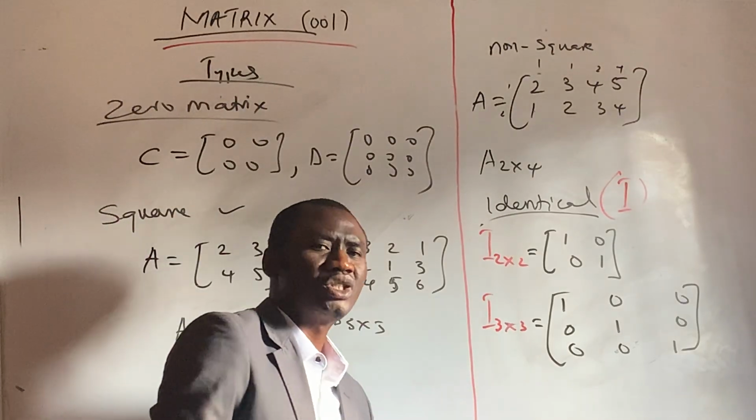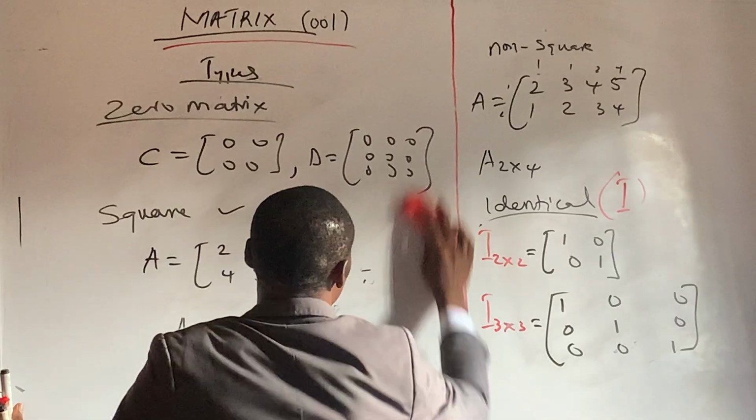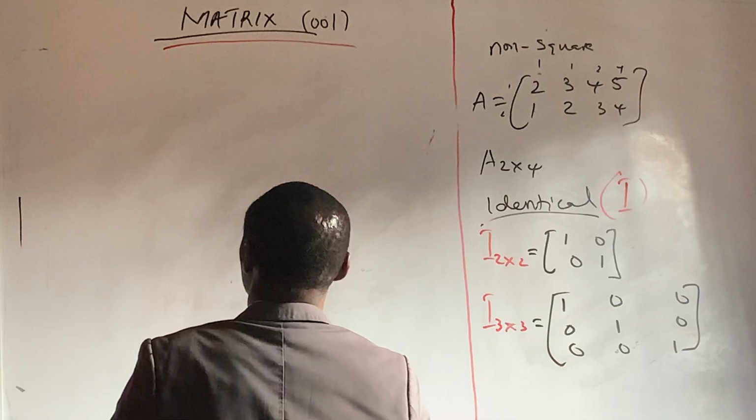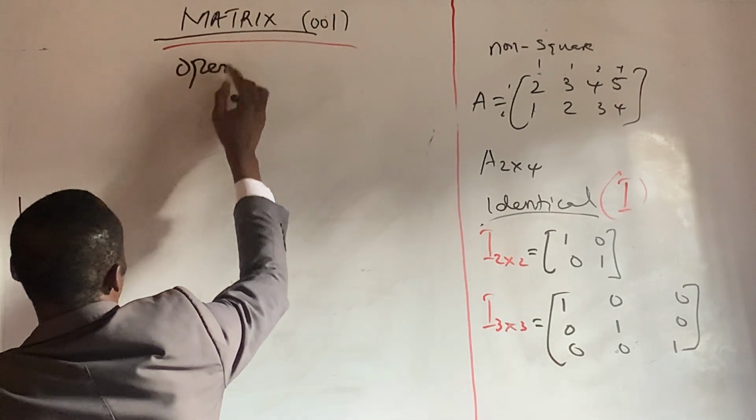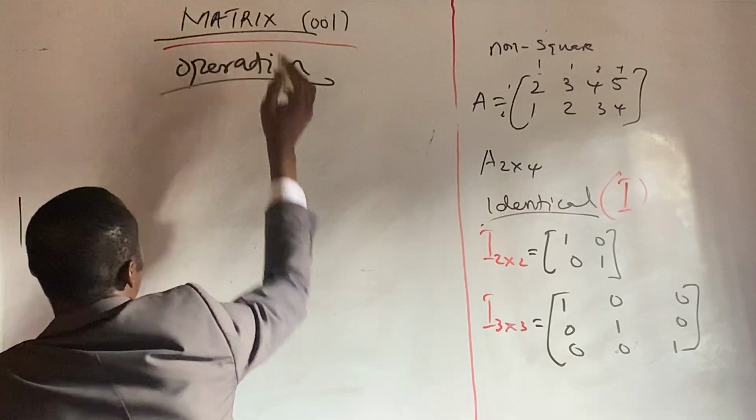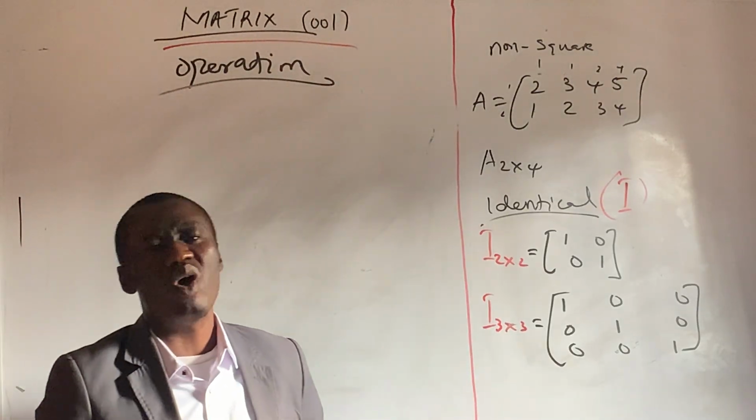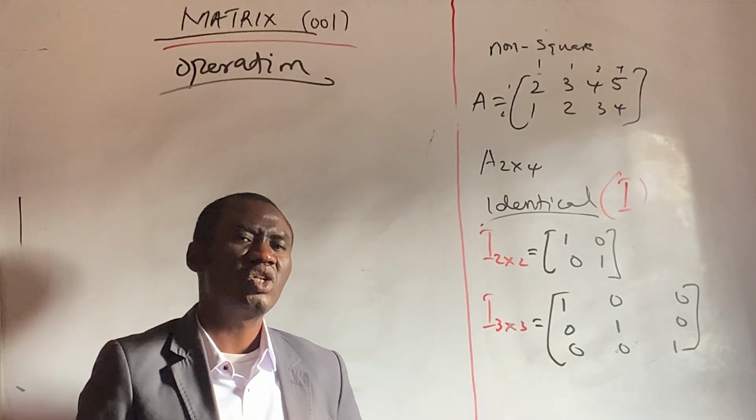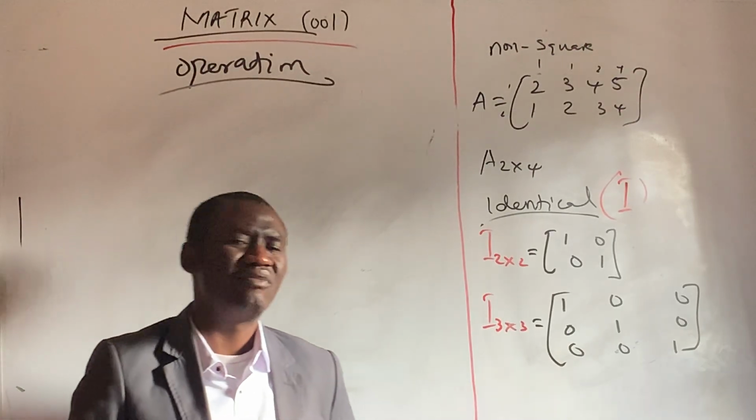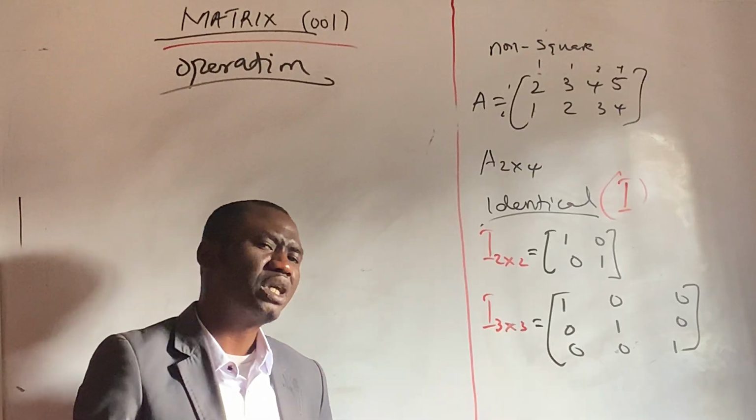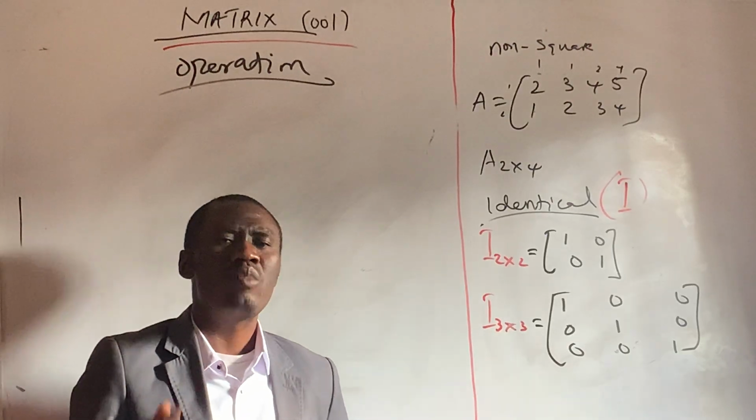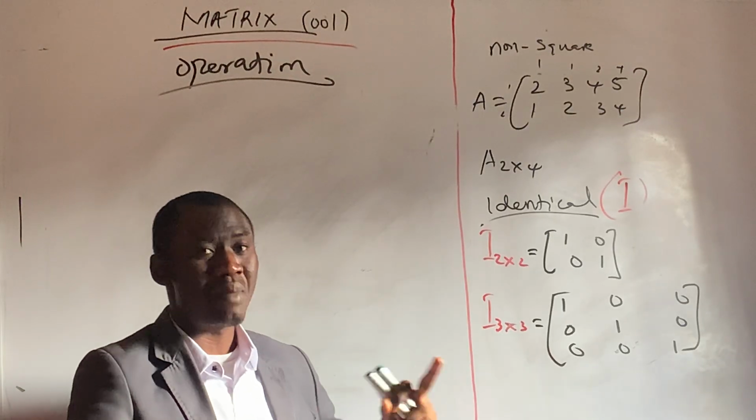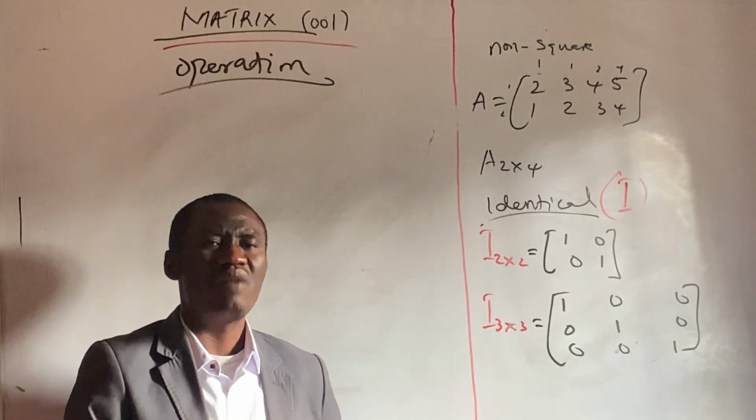Let's do some operations of matrix. Now, the operations of matrix, we have so many of those. We have addition and subtraction of matrix. We have multiplication of matrix, which is divided into 2. We have multiplication of matrix by numbers, and multiplication of matrix by matrix. We even have multiplication of non-square matrix. For that multiplication of matrix, we'll have a separate video.